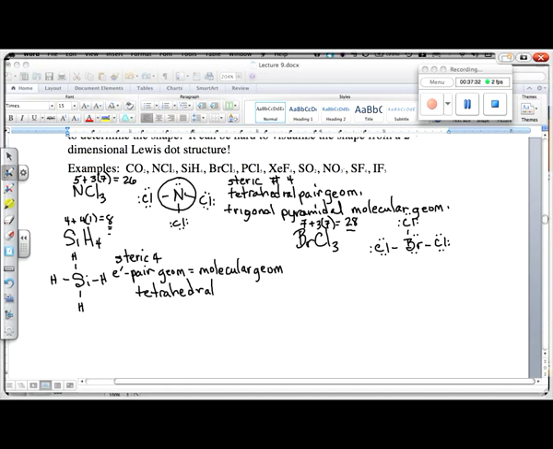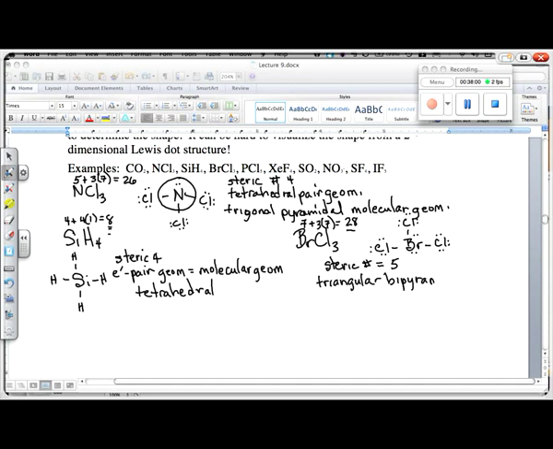Putting that extra pair of electrons changed my steric number from what would have been 4 to 5. So this has a steric number of 5. That puts it in the trigonal bipyramidal, triangular is what this one says. I've seen it say both. We'll go with triangular bipyramidal.